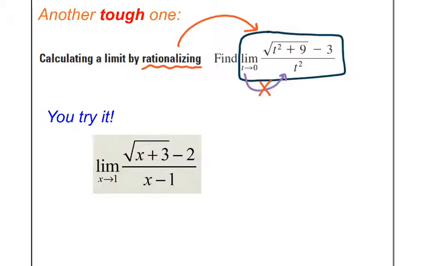No, we can't do that. So we're going to do step 3. Can you rationalize? And remember, rationalize, you're going to multiply by the conjugate. But here the conjugate, we're going to look at the top for that. We're going to take the first term, the last term, and we're going to put a plus in between. That's our conjugate. So we're going to multiply by the square root of t squared plus 9 plus 3.